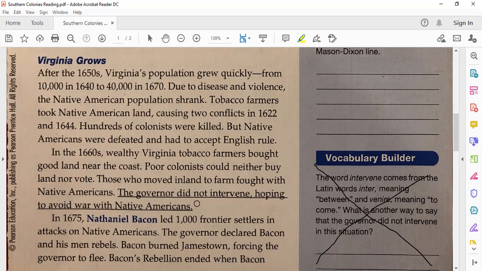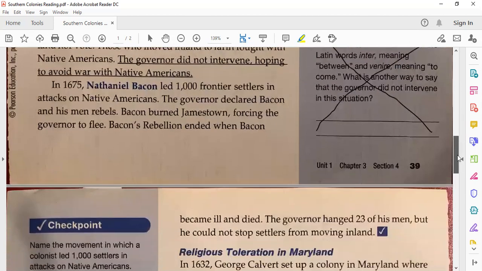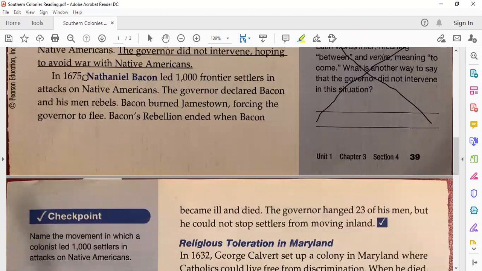And so what happened is the best farmland was near the coast. And if you couldn't afford that farmland, you were pushed farther inland away from the ocean. And so you had more conflict with natives who had been driven away from the good land of the coast as well. In 1675, Nathaniel Bacon led 1,000 farmers, frontier settlers, in attacks on Native Americans.